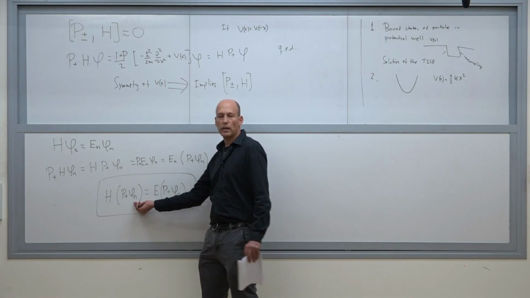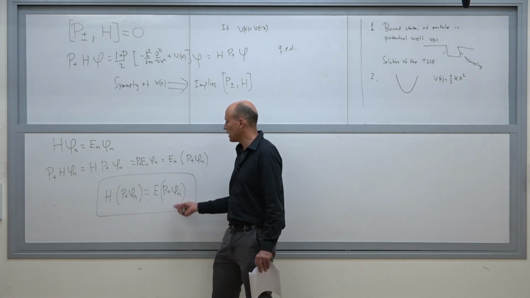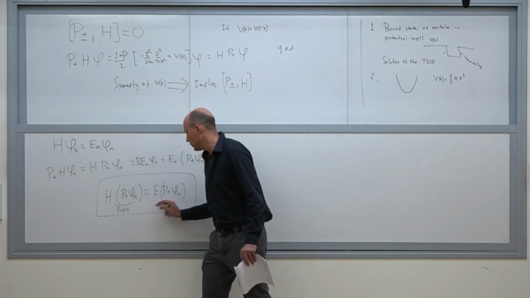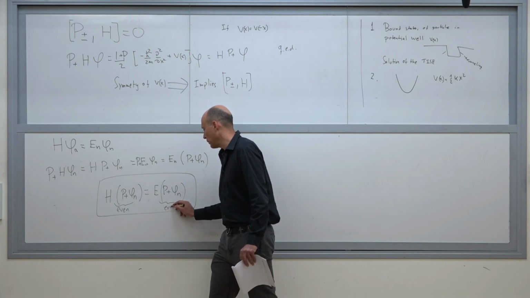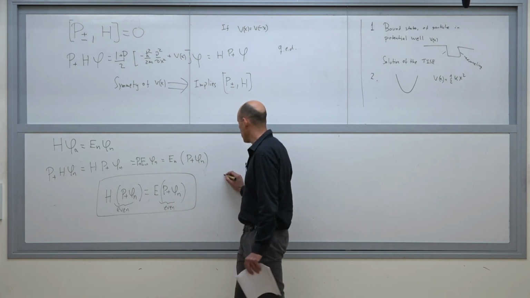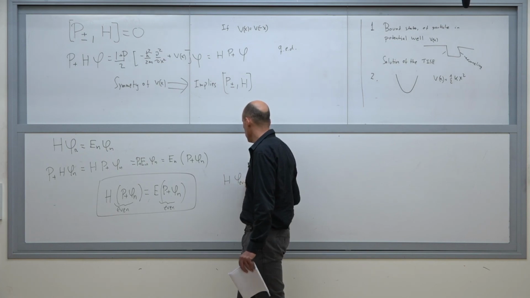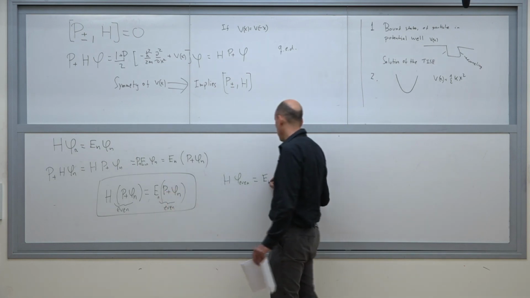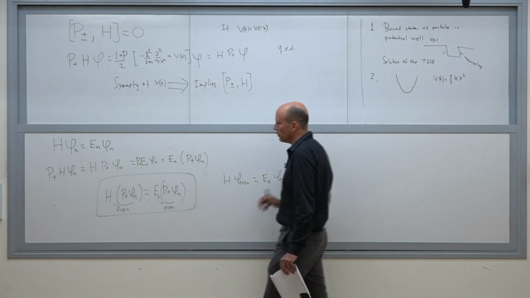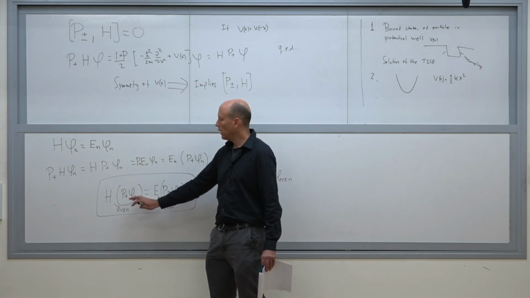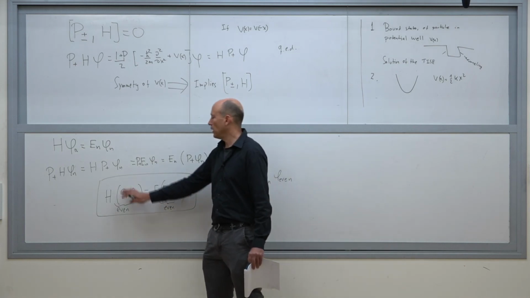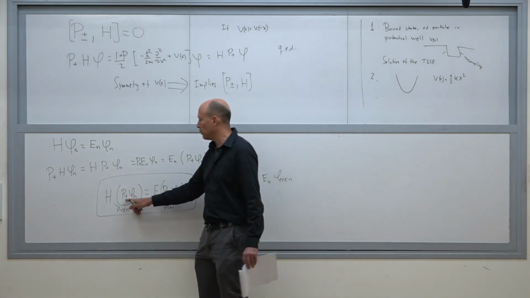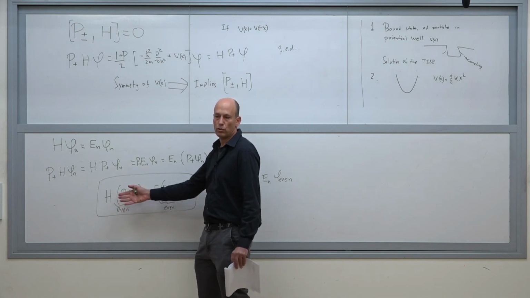P plus is acting on some phi n. What is this function? This is by definition an even function. So call this H phi even equals E phi even. Why is this an even function? Because remember, what does P plus do? It takes a function, whatever it is, and it gets out of it the even component of it. Similarly, if I had a P minus, I'd have then an odd solution.